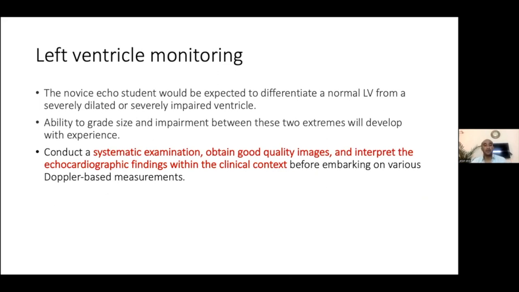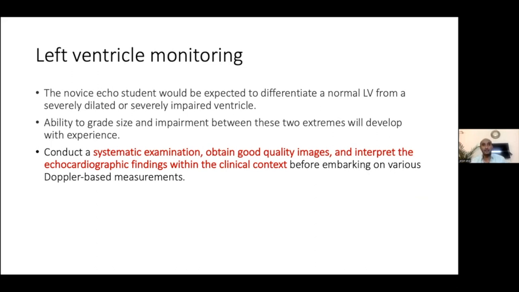When we are initially learning echocardiography, it is very important that we obtain good quality images and interpret the echocardiographic findings within the clinical context, and not fascinate about the different numbers, about the Doppler studies. It's very important that we just start getting the images right. That is a good beginning.